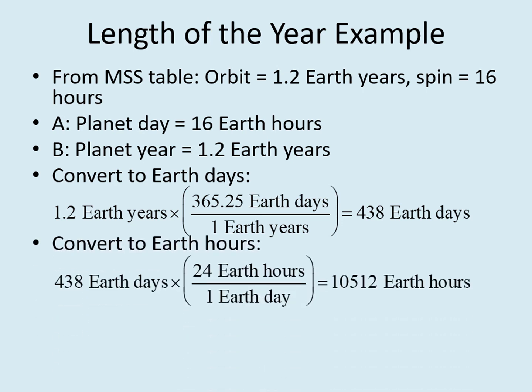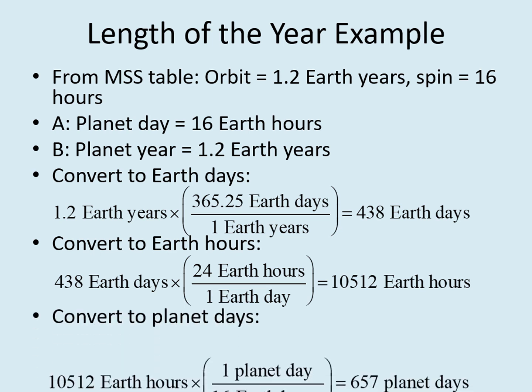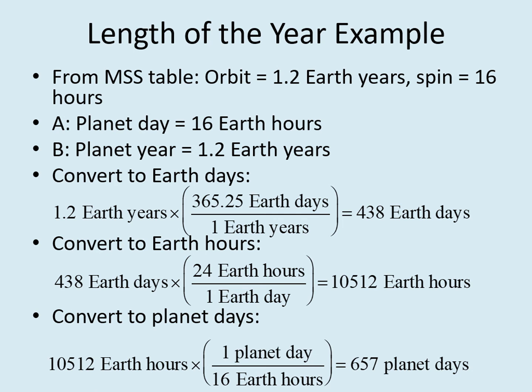Just multiply 438 Earth days by 24 hours per 1 Earth day, and that gives about 10,512 hours. Finally, to convert to planet days, we just multiply these hours by a conversion factor of 1 planet day divided by 16 hours. This gives us 657 planet days in the year. This is a lot more than Earth's, but that's not surprising, since the planet's orbit takes longer than the Earth's does, and its days are shorter.